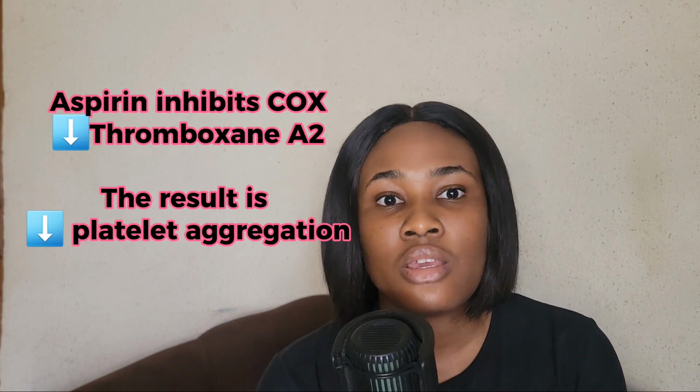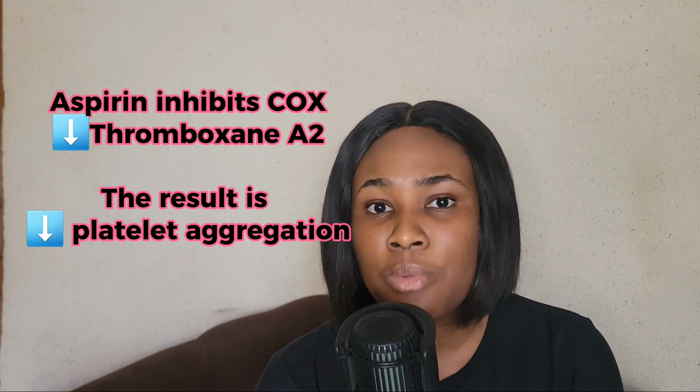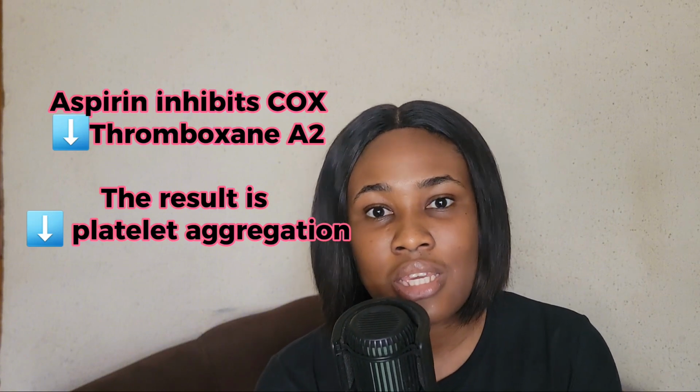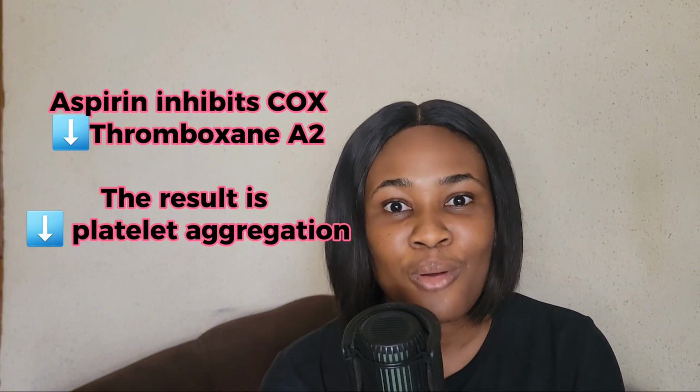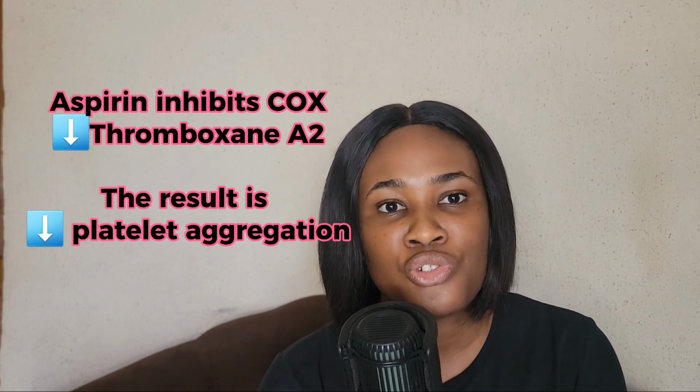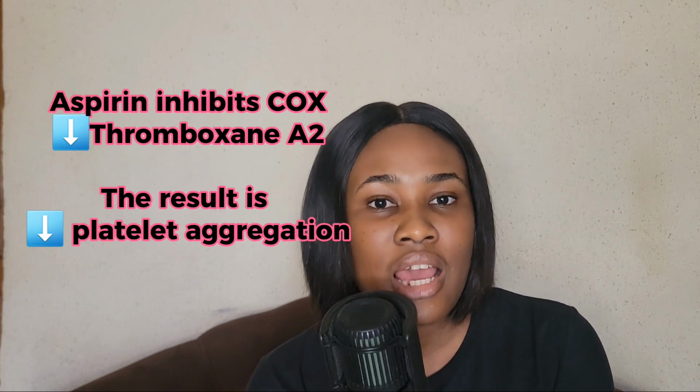I already mentioned aspirin, so let's talk about it. Aspirin is a COX inhibitor, and if you inhibit COX, we don't have thromboxane A2, which we already talked about, is a mediator of platelet aggregation. So that is also one of the drugs that can be used to inhibit platelet aggregation.